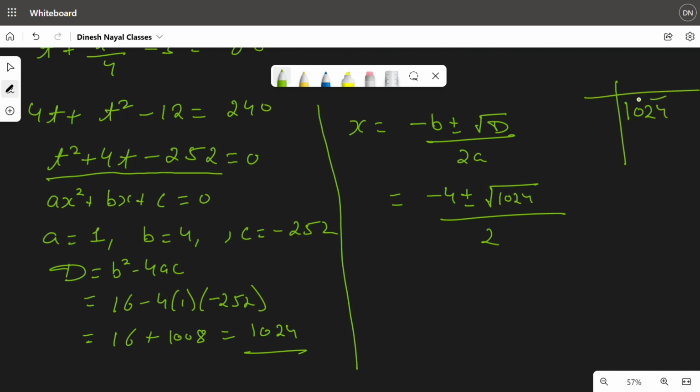First of all, taking the pair 24 and 10. 10 goes 3, 3 3s are 9. So remainder is 1, taking down 24. Now we double 3, which is 6. Now 62 times 2 is 124. So we write 62 and 2 over here, and this is 124. So remainder is 0. Hence 32 is the answer. So under root of 1024 is 32.